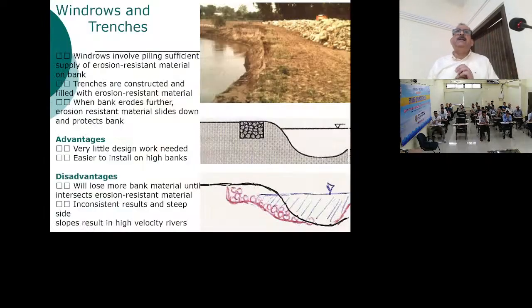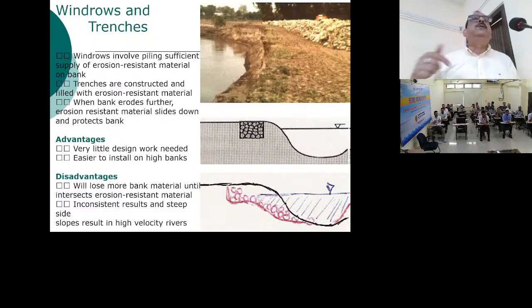This is windows and trenches. Are there any people from hill states, Nagaland, Manipur? I think this is very useful for you. See, there are some remote areas where it is difficult to continuously monitor. So what can be done? Say this is your river. You construct a drain trench parallel to the river, and this is the trench.